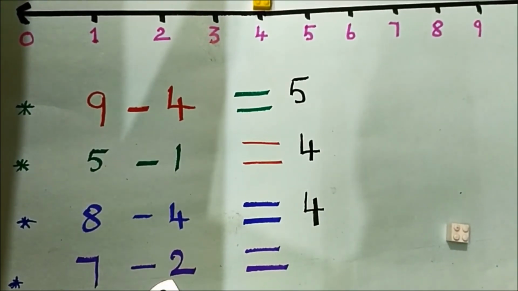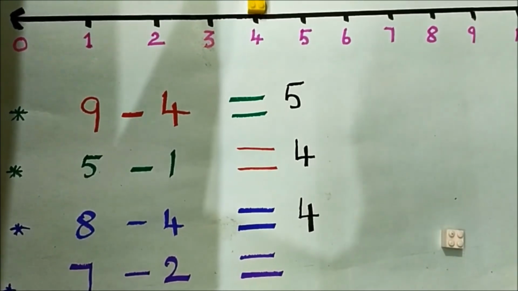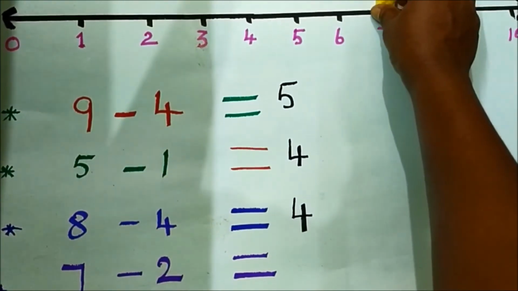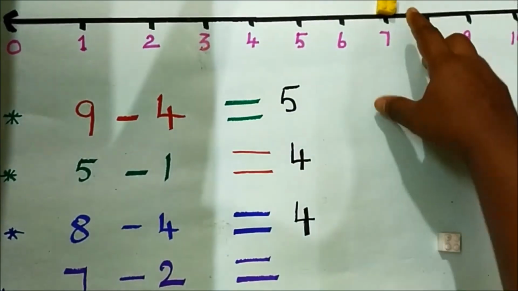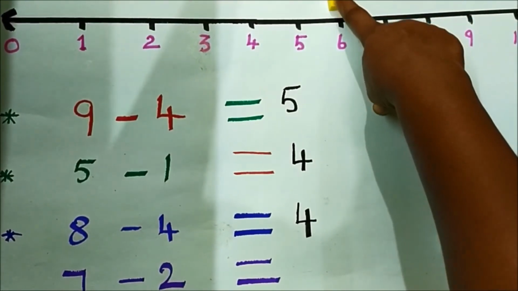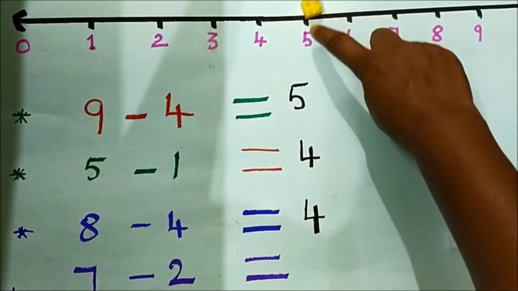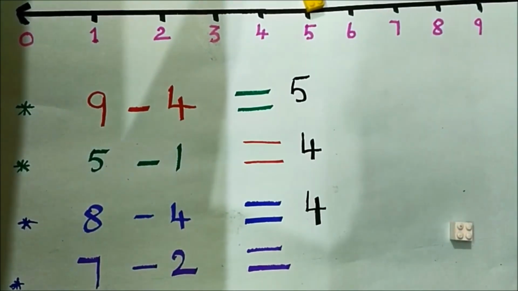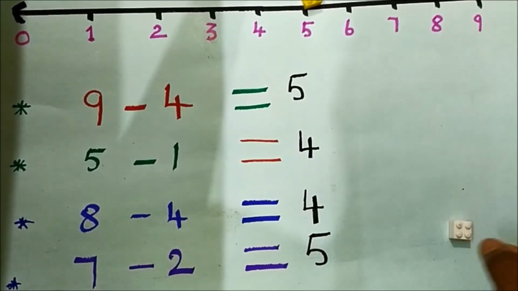Next, what is the next question? 7 minus 2. Where is 7? Here is 7. So 7 minus 2 means 2 moves. 1, 2. So from 7, 2 moves. Where did we get? 5. 5 as the answer.